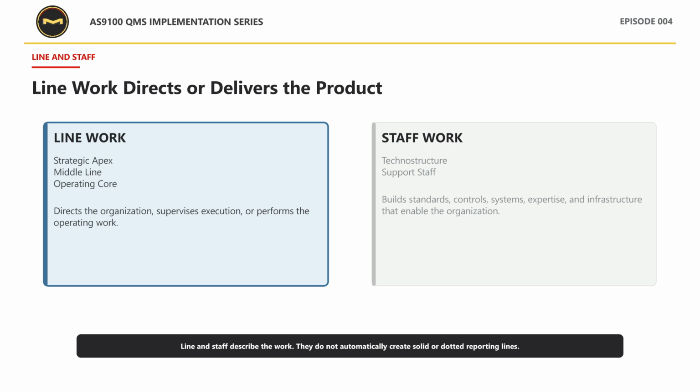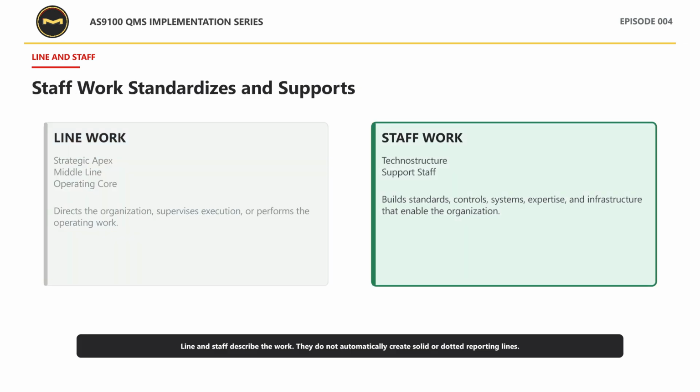Now distinguish line work from staff work. Line work includes the strategic apex, middle line, and operating core. These roles direct the organization, supervise execution, or perform the work that delivers the product. Staff work includes the technostructure and support staff. These roles standardize how work is done and provide the expertise, systems, and infrastructure the organization needs. Line and staff describe the work; they do not automatically determine whether a reporting line is solid or dotted.